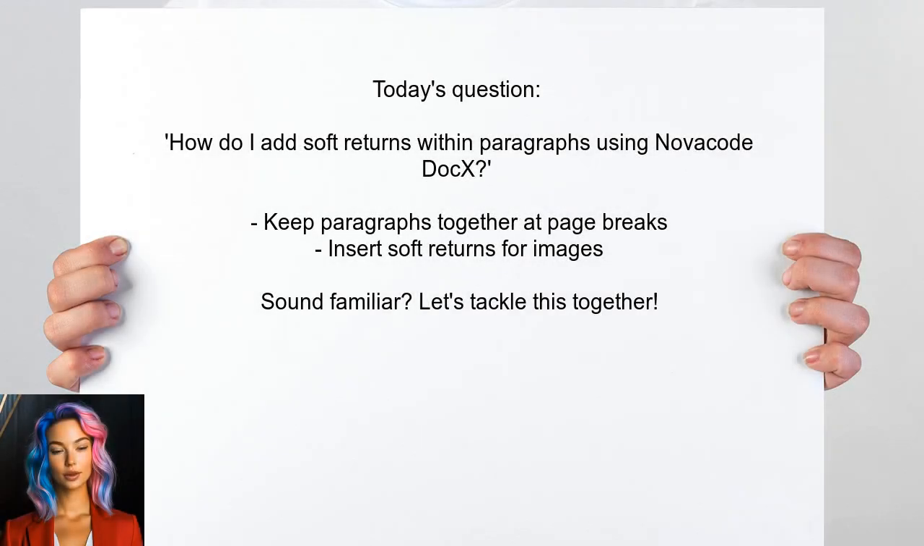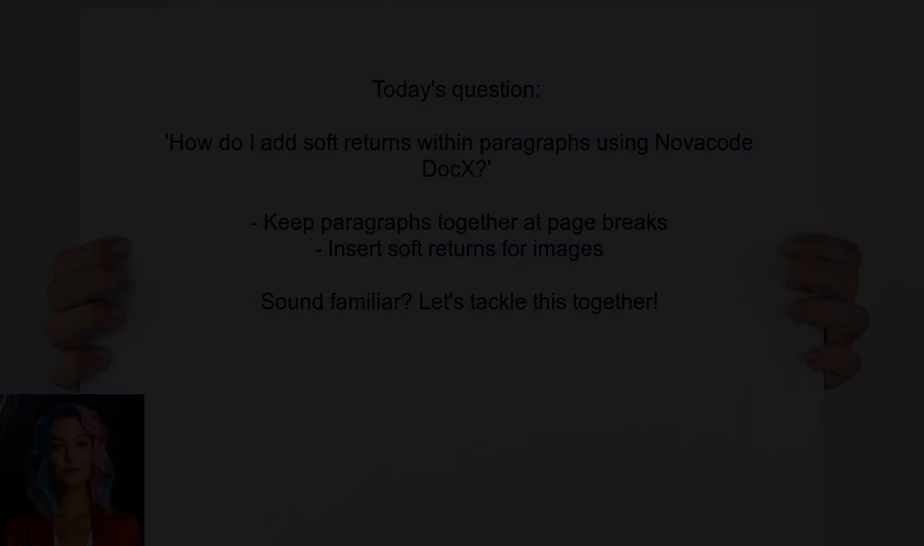Here's the specific question we're addressing today. One user asked, how do I add soft returns within paragraphs using Novacode Docx? They want their paragraphs to stay together at page breaks while also inserting soft returns for images. Sound familiar? Let's tackle this together.